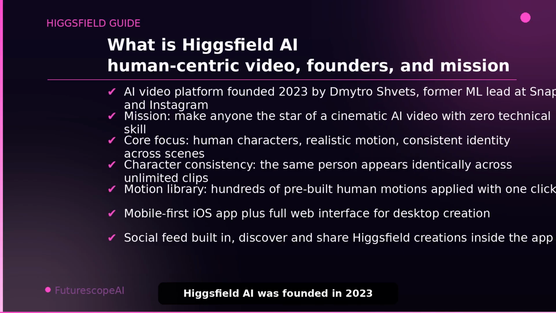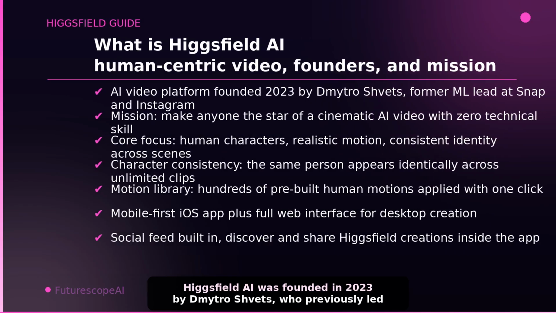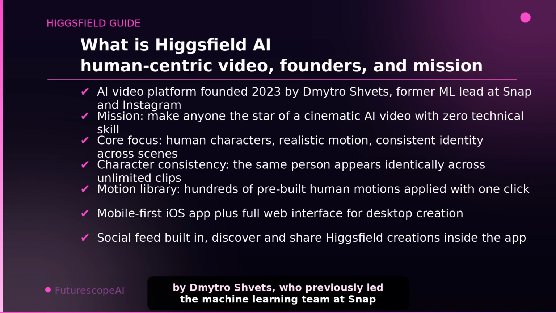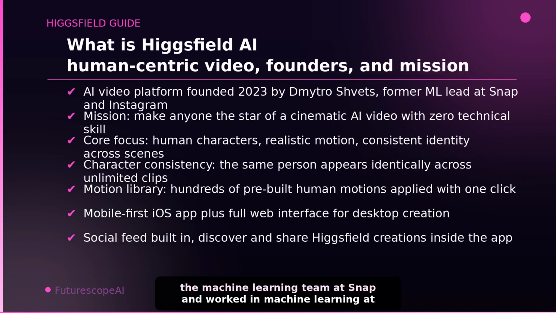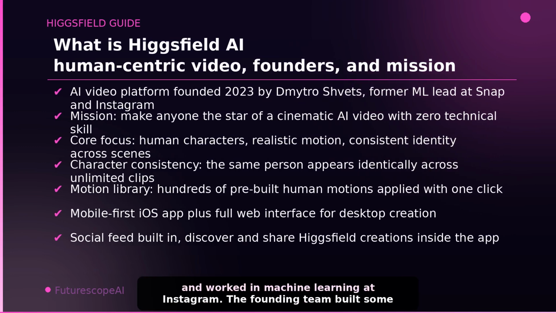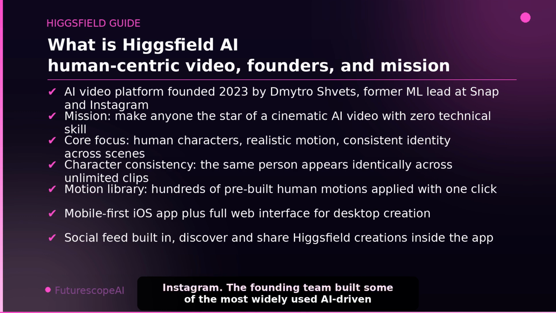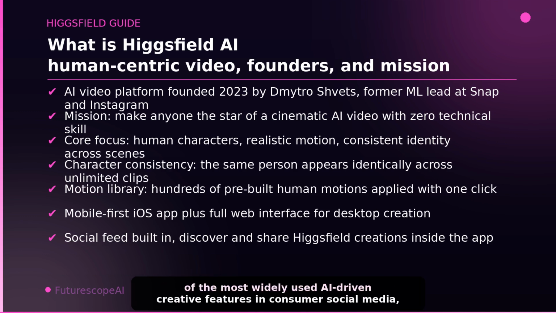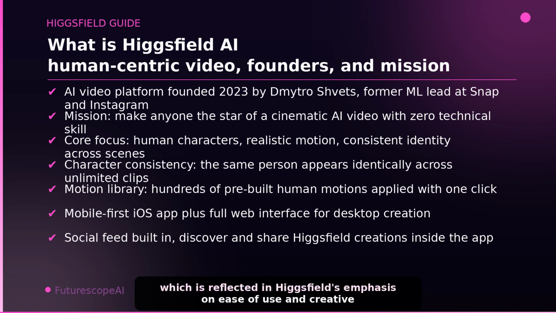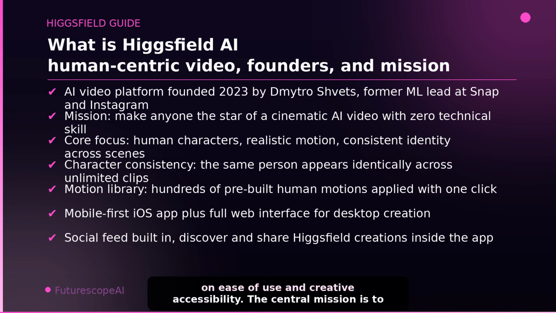Higgsfield AI was founded in 2023 by Dmytro Shvets, who previously led the machine learning team at Snap and worked in machine learning at Instagram. The founding team built some of the most widely used AI-driven creative features in consumer social media, which is reflected in Higgsfield's emphasis on ease of use and creative accessibility. The central mission is to make anyone the star of a cinematic AI video without any technical skill.